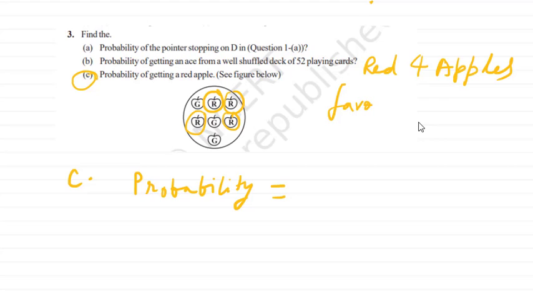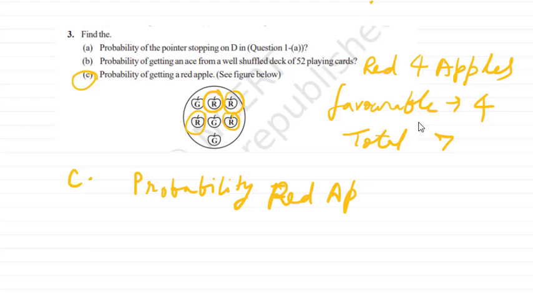And then the favorable outcome will be 4. Okay, so your favorable outcome will be 4, and then you need to find out the total. So 4, 5, 6, 7, so total you have 7. So the probability of getting a red apple will be 4 divided by 7. So that will be the answer.